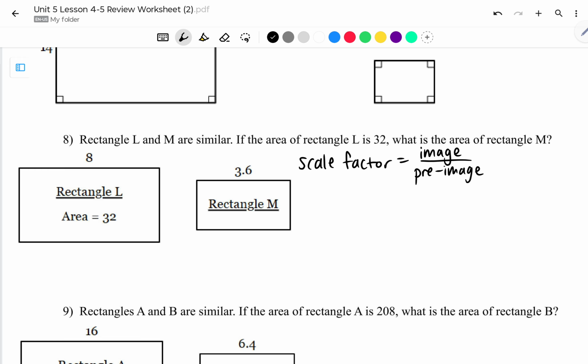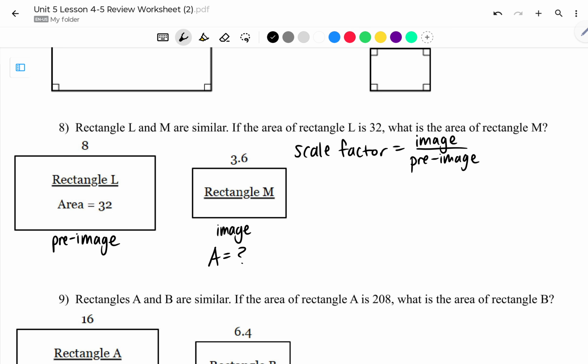If you said this is the image, good job. And this one's a pre-image. Because we're trying to find the area of this one. We don't know the area. So that's going to be our image. It went from the big rectangle to the smaller one.